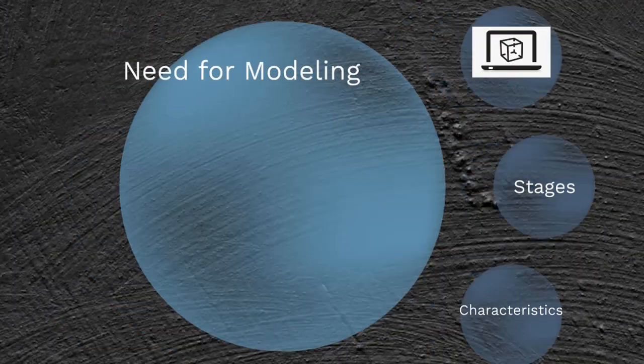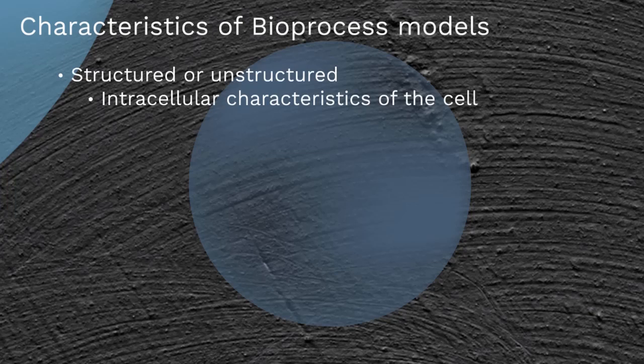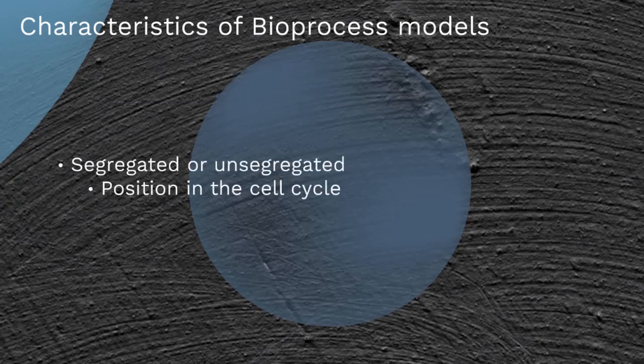There are two basic characteristics of any bioprocess model. First, a model can be structured or unstructured depending on whether it describes intracellular characteristics within the cell, and the intracellular characteristics in specific mean the metabolic reactions and cellular processes as occurring in the cell. Second, a model can be segregated or unsegregated depending on whether it considers or not the heterogeneity of the cellular population, the position in the cell cycle.